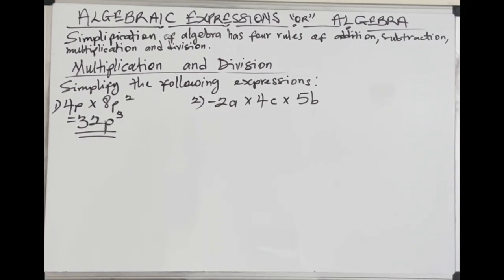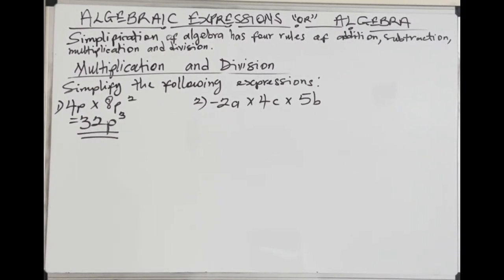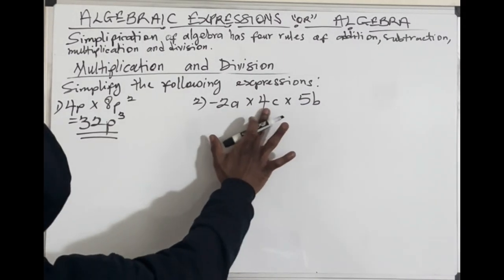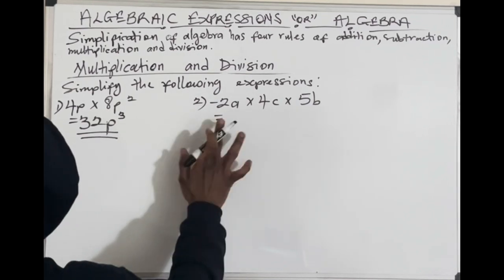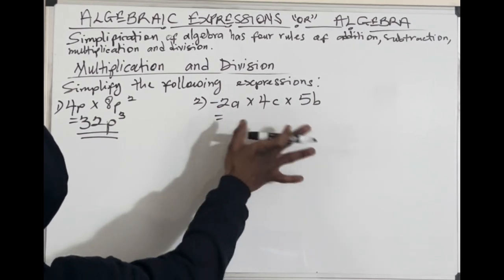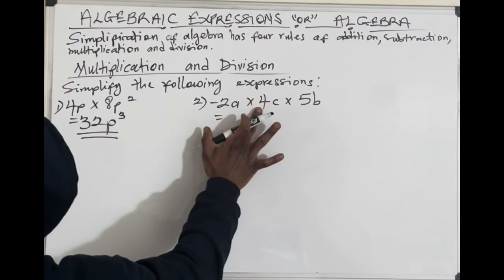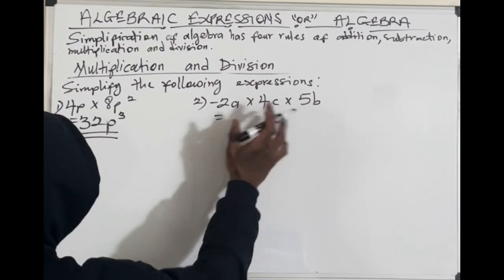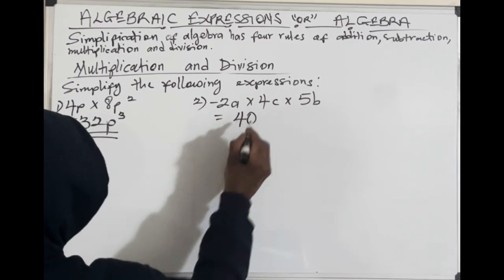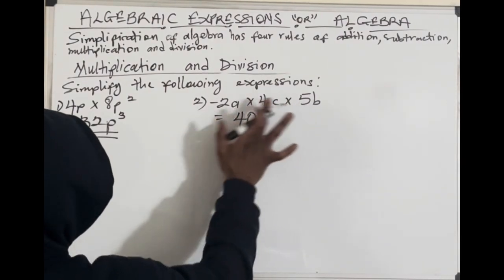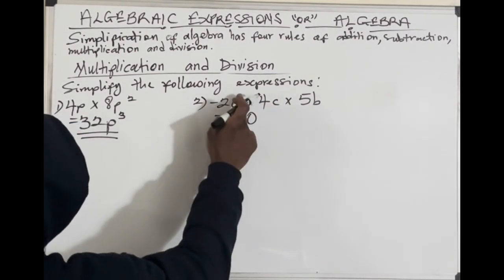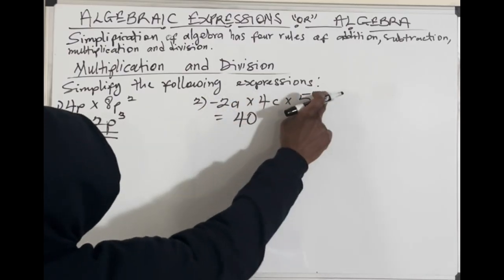Okay, we have another second question. We have minus 2a times 4c times 5b. Very simple multiplication. So the constants, let's multiply them. 2 times 4 is 8. 8 times 5 is what? 40. Then we do what? We multiply these. We add all of them because invisible 1, invisible 1, invisible 1.